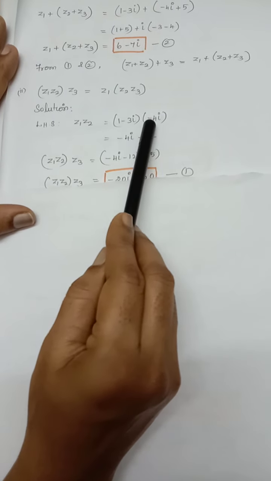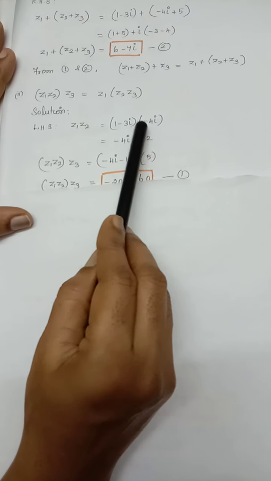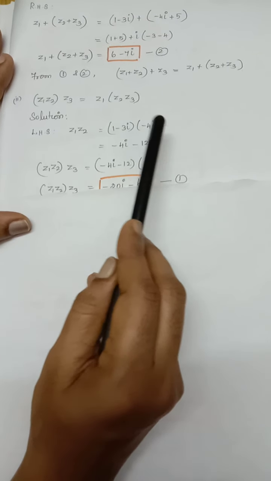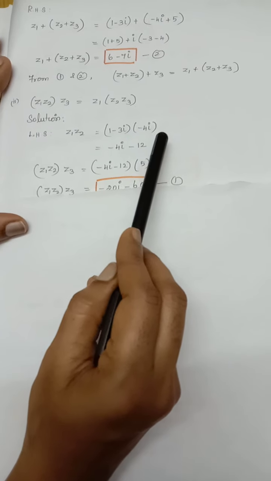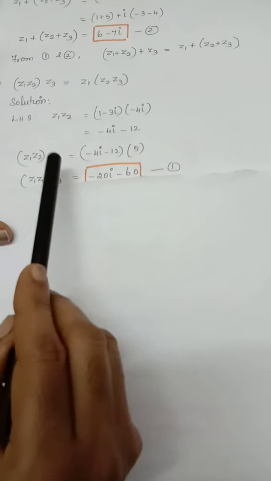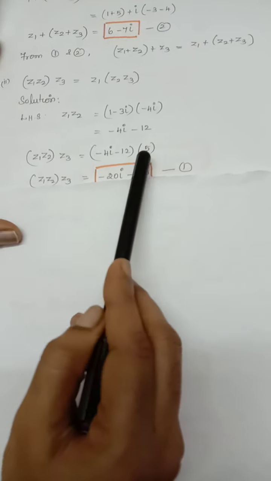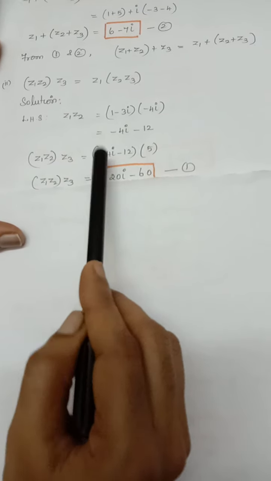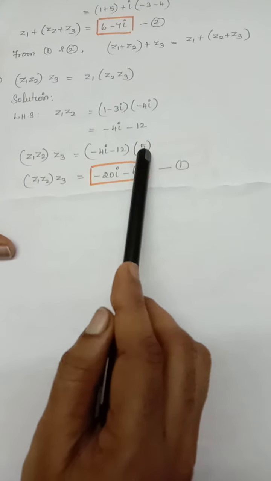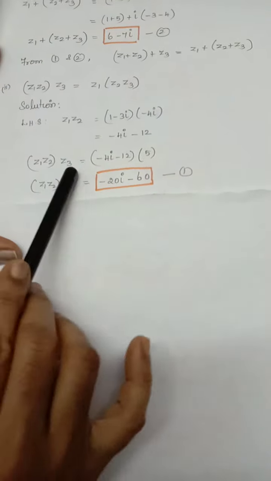Look at this. Minus 3 into minus 4 is plus 12 i into i, that is i squared, which is minus 1. So 12 into minus 1 is minus 12. So it has to be multiplied with z3. What is z3? 5. So 5 into minus 4i is minus 20i. 5 into minus 12 is minus 60. The left hand side is over.